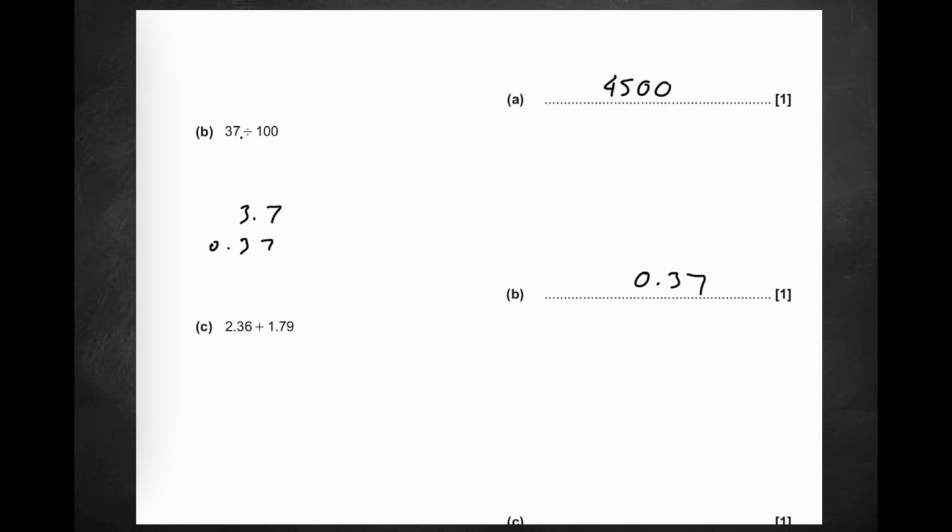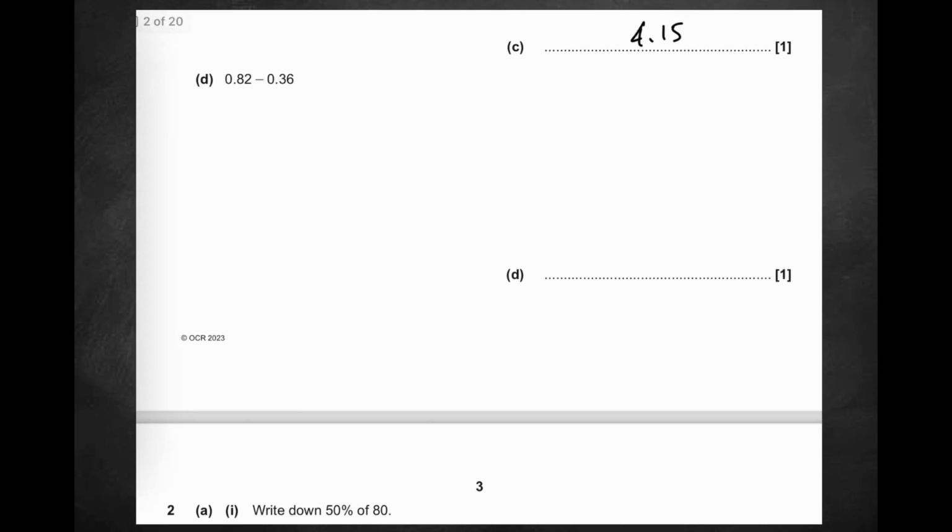And part C, 2.36 plus 1.79. So what I'm going to do here is rewrite this as 2.36 plus 0.64, as that will get us to 3, which is the next whole number, plus 1.15. So these two numbers added together is 1.79. So then this will just be 3 plus 1.15, which is just 4.15.